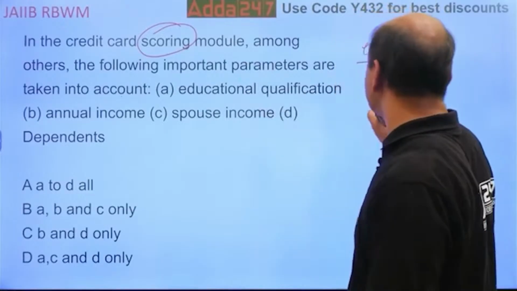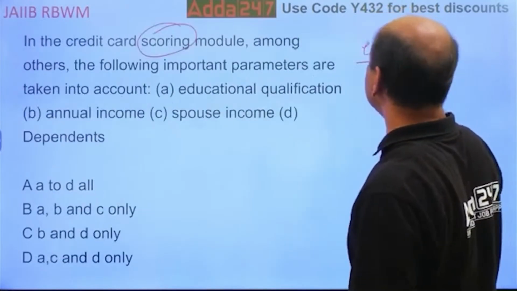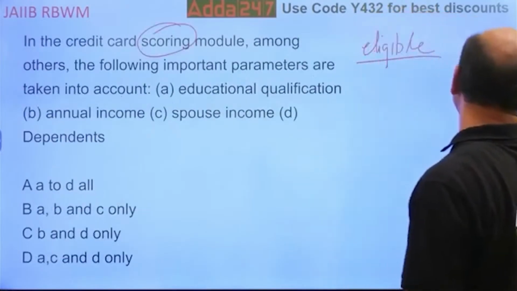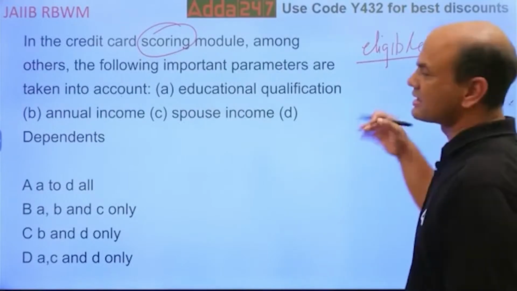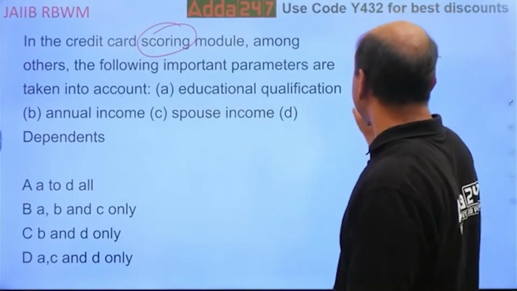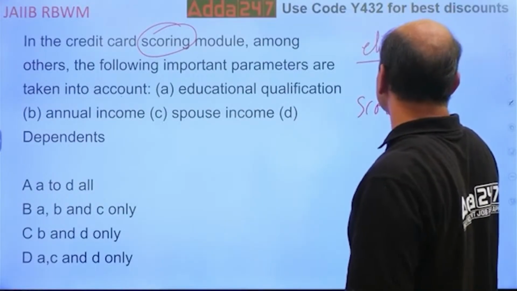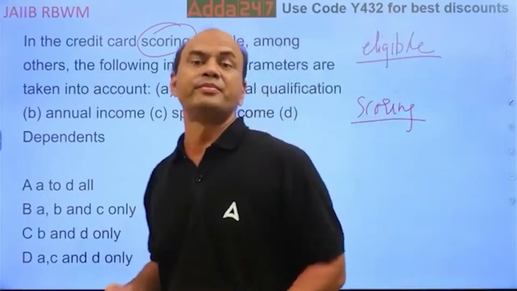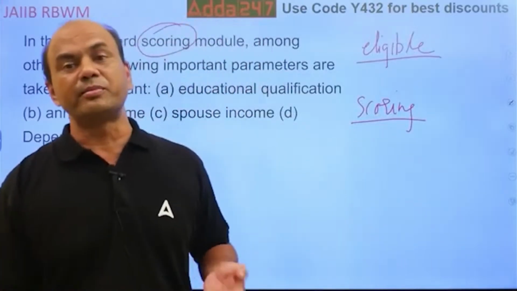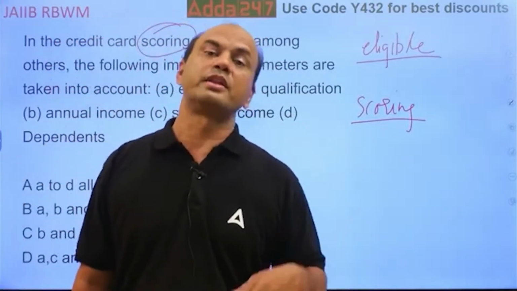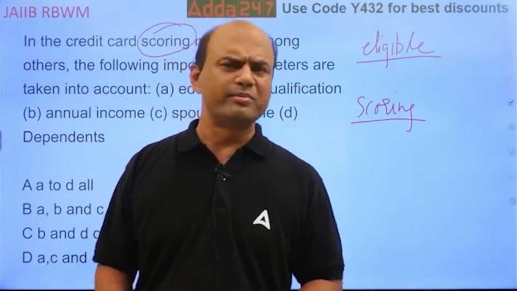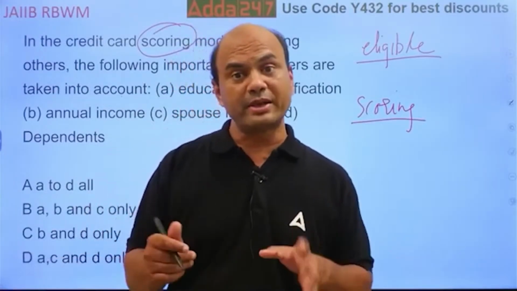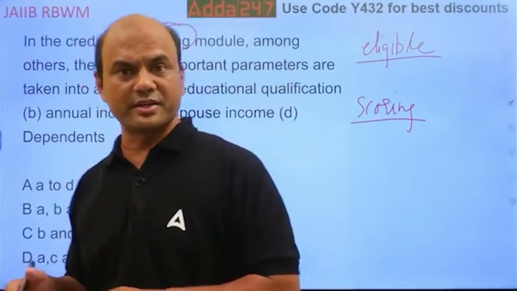Now on the scoring module, what do you decide? You decide the type of credit card to be given. Which type of credit card? Now we have various credit cards. For example, you can have a platinum card, a gold card, a regular card. Many cards are there. As per the banks, the cards are different.